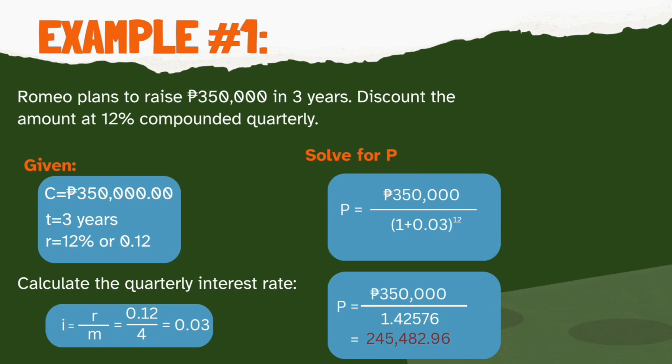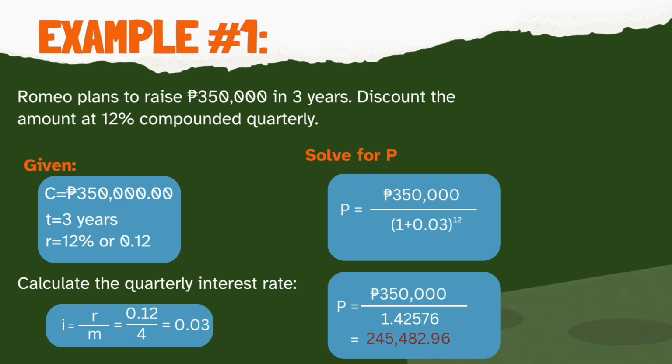Let's go through these examples step by step. The problem involves Romeo planning to raise $350,000 in 3 years. The goal is to determine how much he needs to invest today if the money grows at an interest rate of 12% compounded quarterly. First, we must understand and list the given data. Future value, or the capital letter C, is equal to 350,000 pesos. This is the amount Romeo wants to have in the future.